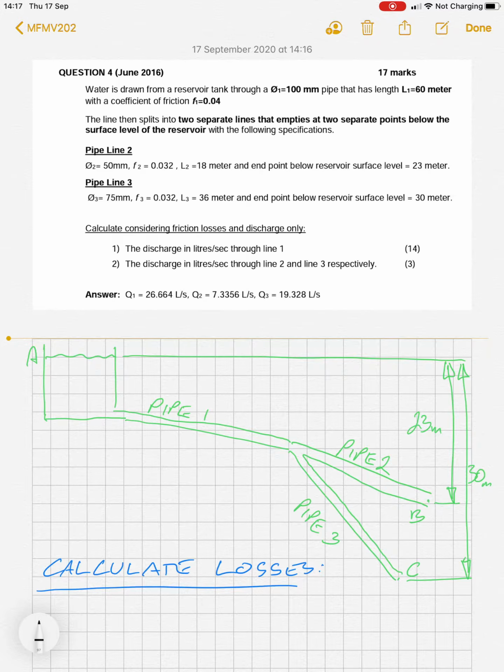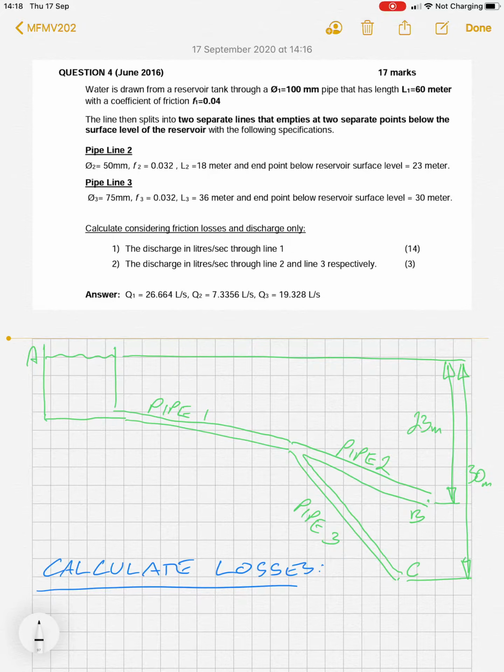The pipe information is given: friction factors, the lengths, diameters, and also the heights. The first pipe is 23 meters below the level of the reservoir, and the second pipe is 30 meters below the level of the reservoir.